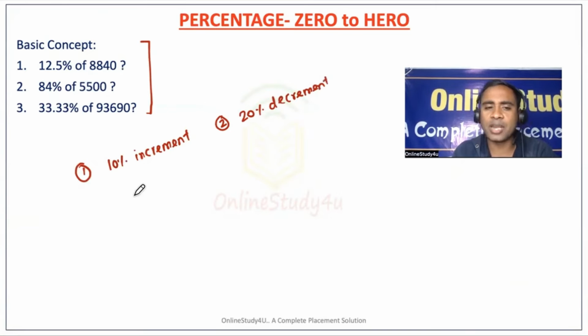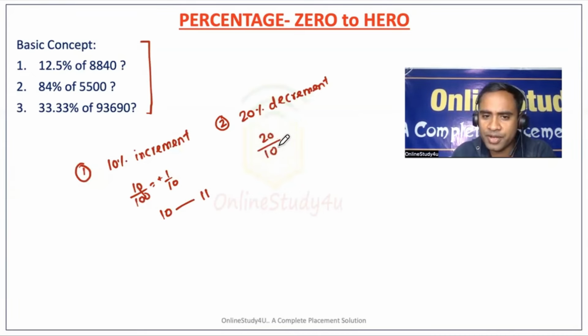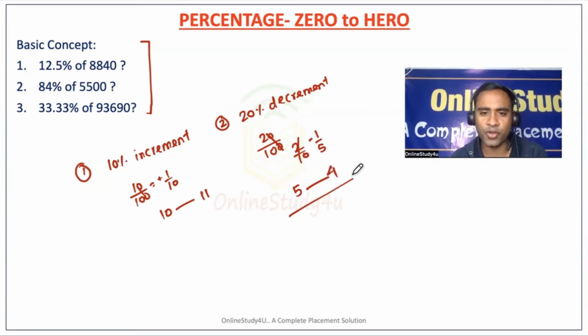So friends, if it is 10% increment, 10% means what? 10 by 100, right? That means 1 by 10. So if it is an increment, you can say in the 10 there is one increment, plus 1, so it will become 11. 20% decrement means 20% is nothing but 20 by 100, so cancelled, 2 by 10, or you can also write 1 by 5 here. So in 5 we have a decrement of 1, so it will become 4, right? So this is how you have to write.